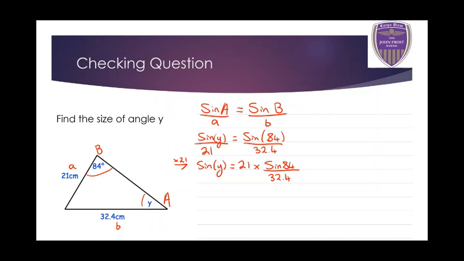Now I'm going to do the inverse of sine, or the opposite of sine, which is sine minus 1, or inverse sine. So therefore y is going to be equal to inverse sine, brackets, 21 times sine 84 over 32.4. If you pressed equals on your calculator with all that typed in, you should have got that y equals 40.14 degrees. Very well done if you got that right.